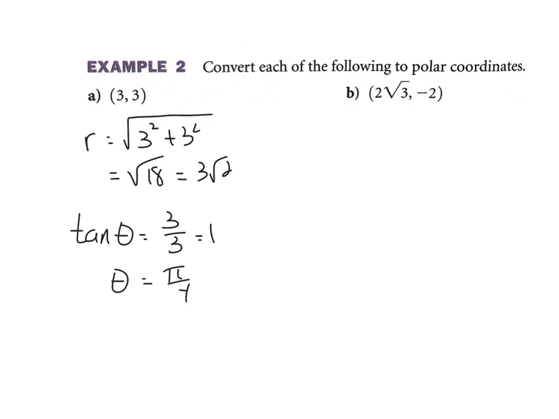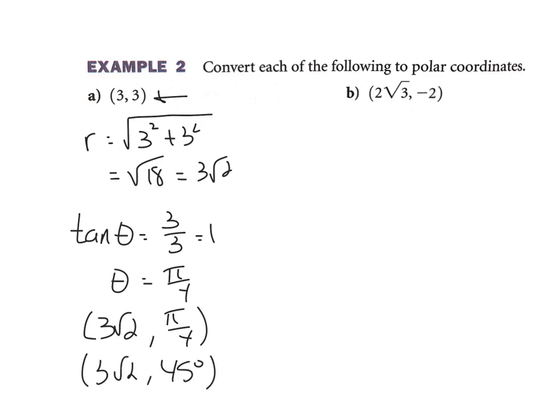So what that means for my point is, my point is going to be 3 root 2 and pi over 4. Because this is in quadrant 1, you can use the quadrant 1 angle, which is pi over 4. Pi over 4 is in quadrant 1. You could also write it this way, 3 root 2 and 45 degrees.